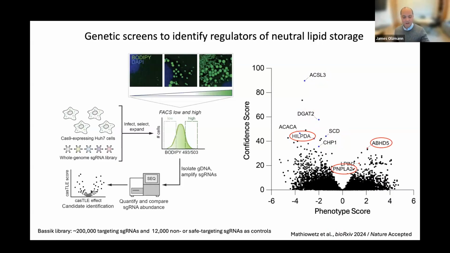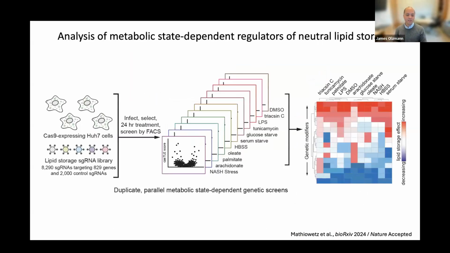Alyssa went on to do several screens. She wanted to understand how lipid droplets were regulated under different conditions, so we synthesized a new library based on her hits and curated lipid metabolic genes, and we did duplicate screens under 10 or 11 different conditions. The motivation here was twofold. One, we wanted to understand the genetic modifiers under these different conditions. For example, fatty acid loading, oleate, palmitate, arachidonate, or different types of starvation or stress conditions.